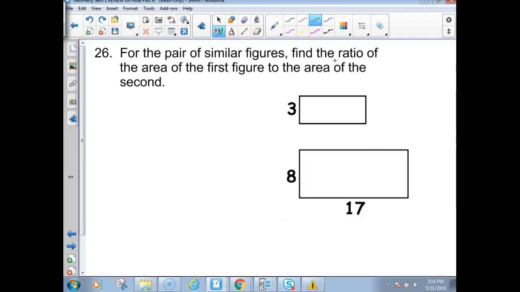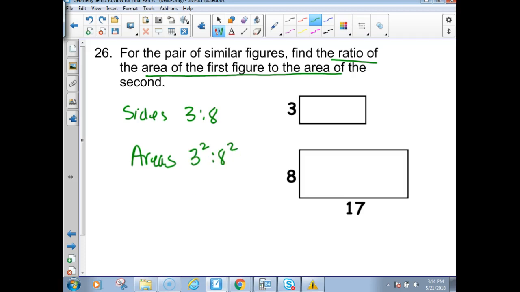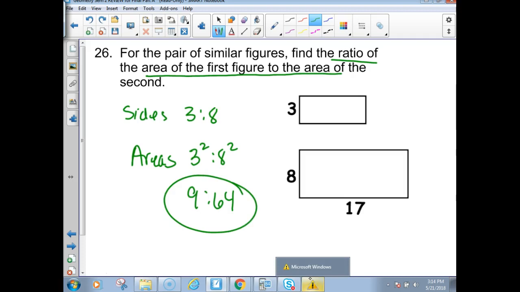26. Find the ratio of the areas. Well, sides are in a ratio of 3 to 8. So what are areas? 3 squared to 8 squared, which is 9 to 64. Sides get squared. Area, the ratio of the sides, square it. If you were doing volumes, you'd cube it.